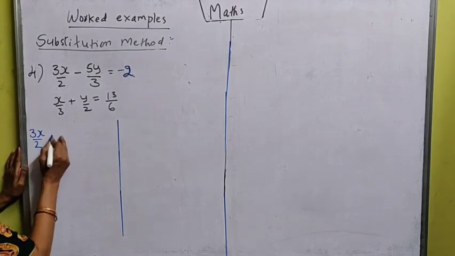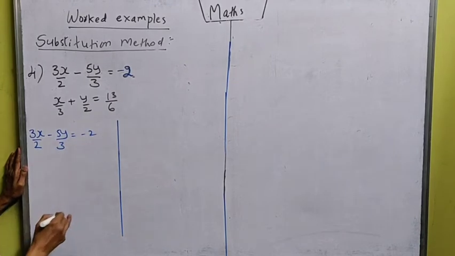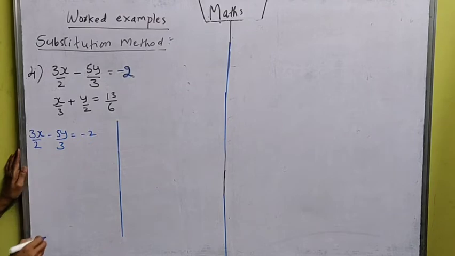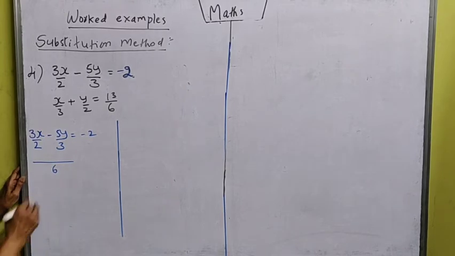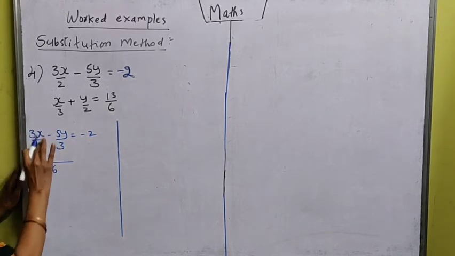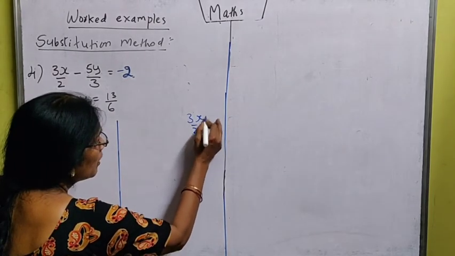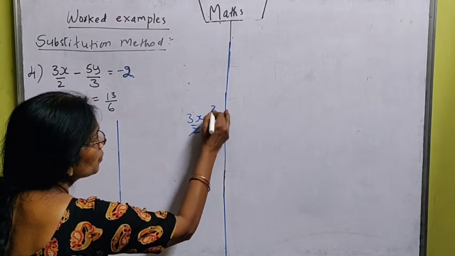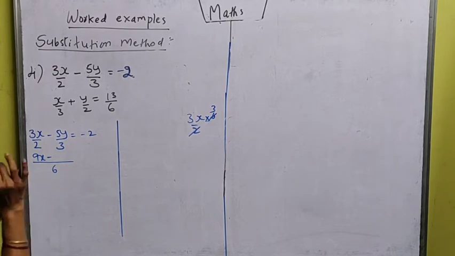3x/2 − 5y/3 = −2. So 2 and 3 are prime numbers, and I told you when prime numbers are there, you can directly multiply and take the LCM. So what is your LCM? 6 is the LCM. Take the first fraction and multiply by the LCM. So what will you get? 3x/2 into 6: 2 1s are 2, 2 3s are 6, 3 3s are 9. So you will get 9x minus.